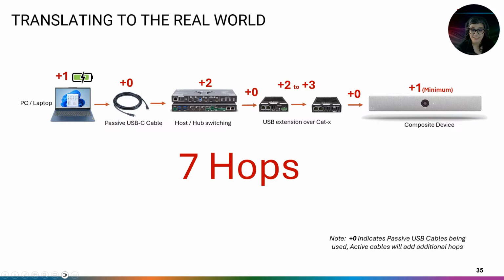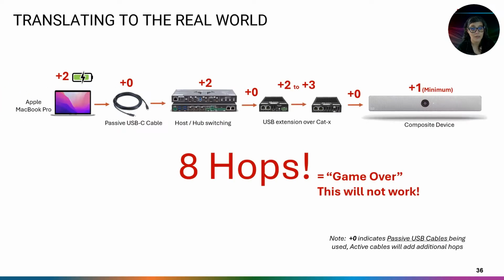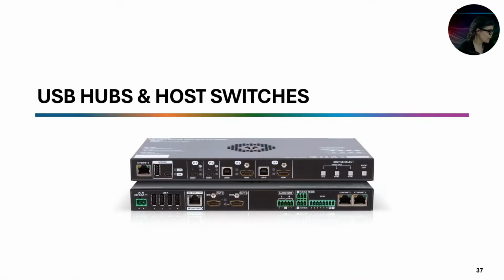So if we have this exact same room and now we bring in that MacBook, oh, I didn't mean for it to go by that fast, but you get the idea. Now, because this MacBook takes up 2 tiers, we are now at 8 hops by the time we get down to this Cisco device, and it's just not going to work. That MacBook is not going to be able to see that Cisco device. All right. Any questions on any of that before we move on to hubs and host switches?